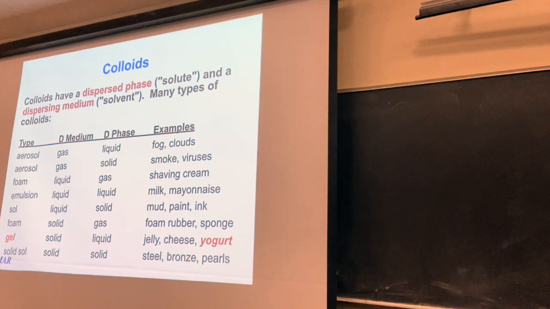People that study colloids and suspensions, there's a lot of really cool science behind it, and we're not going to talk about it too much, but a lot of these terms are probably familiar to you. If you have a colloid or a suspension, there is a so-called solute and a so-called solvent, but they call the solute the dispersed phase, and the solvent is the dispersing medium. So you can see the dispersing medium is like the solvent, and this is like the solute.